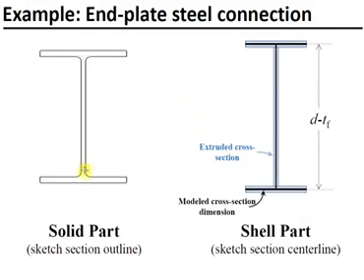So basically, when you model a solid part, you sketch the solid or the section outline, and then you extrude it in 3D space. When you are modeling a shell part, you just sketch the section center line, so just lines, and then you are going to assign to those lines some kind of thickness.